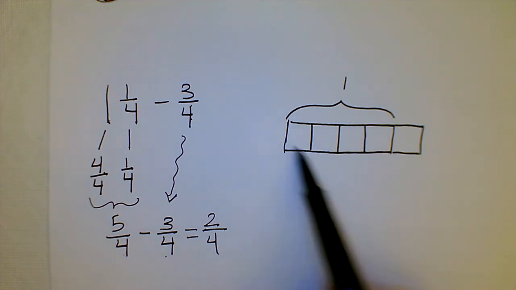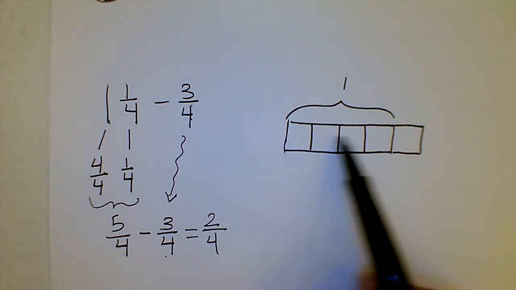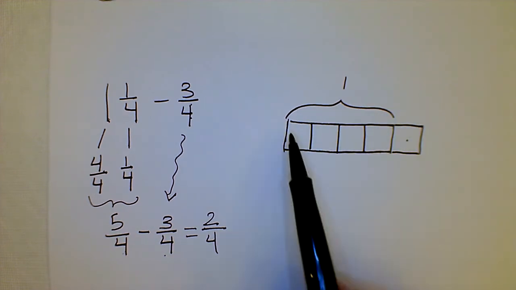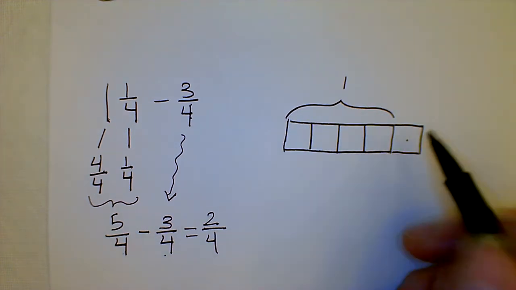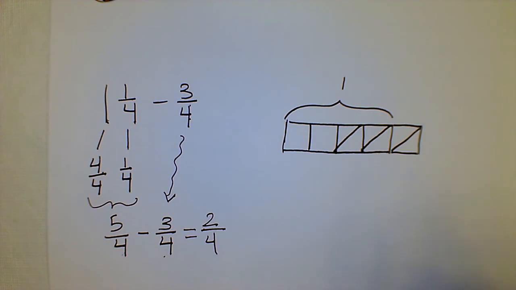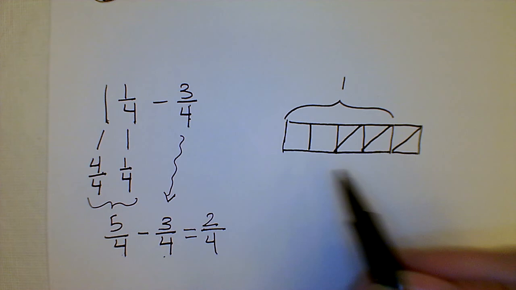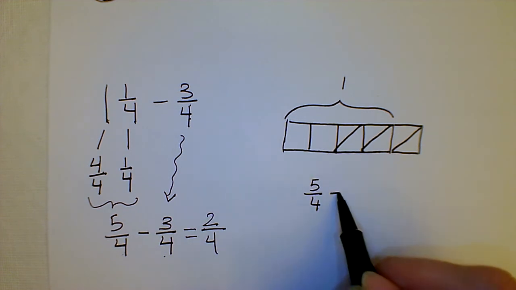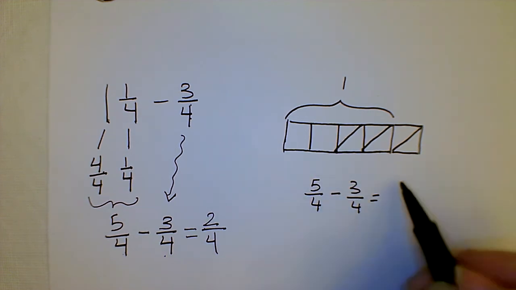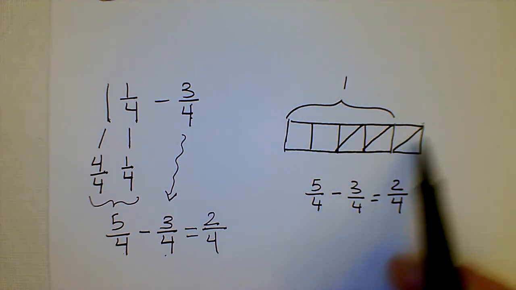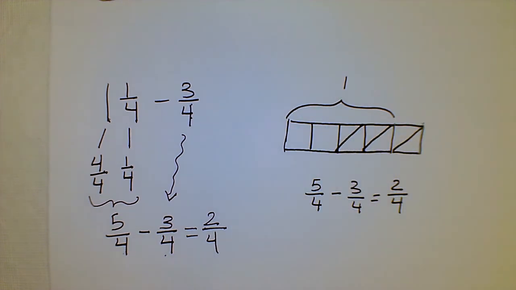We showed that 1 whole can be shown as 4/4, which means we have 1, 2, 3, 4, 5/4, because we started with 1 1/4. So we have 5/4, and then we have to subtract 3/4. 1, 2, 3. So those are gone. And now we are left with 2/4, which is exactly what we got. And again, I could show the math. 5/4 minus 3/4 is equal to 2/4. Or 1 1/4 minus 3/4 is 2/4.